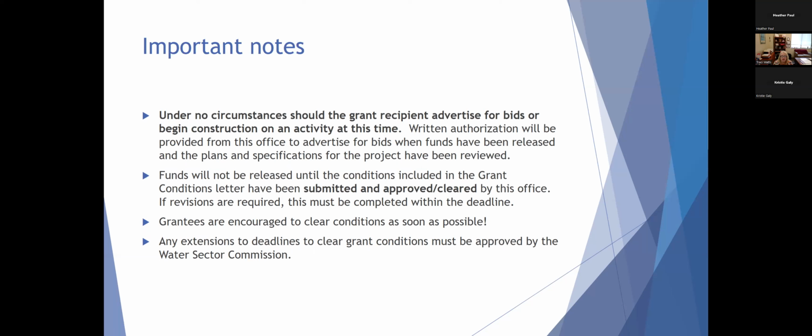So please be mindful of that when you're submitting documents to us. We do encourage you to clear your conditions as soon as possible. You don't have to wait 6 months to submit your plans and specs. If you can get them in quicker, that's great. And any extensions to deadlines to clear grant conditions must be approved by the Water Sector Commission. You have to submit a letter to us, and then it has to be considered by the commission.